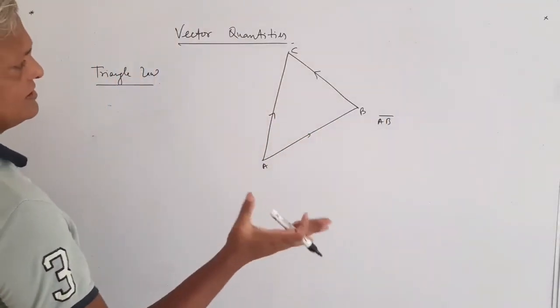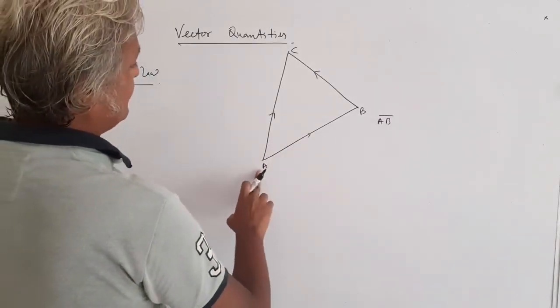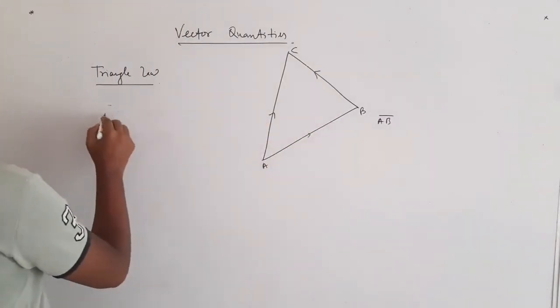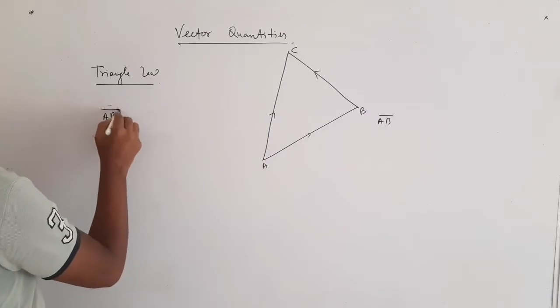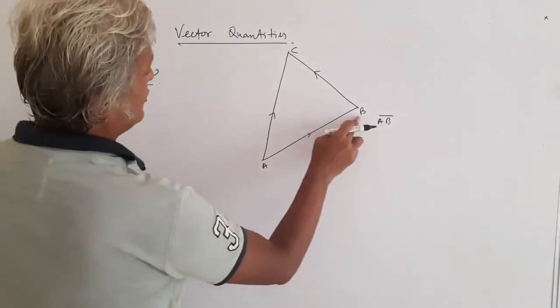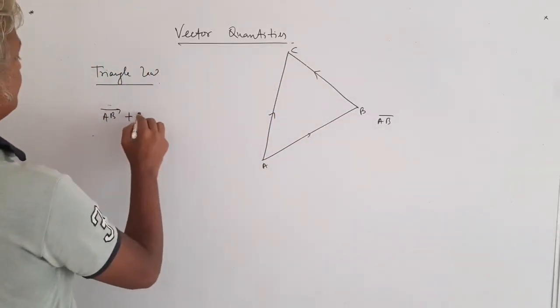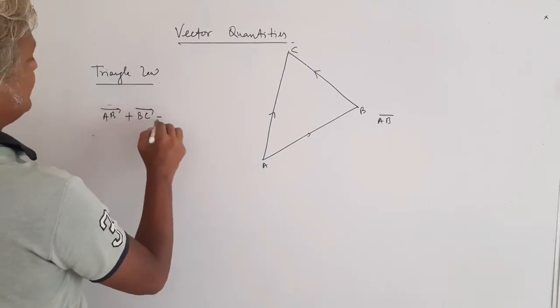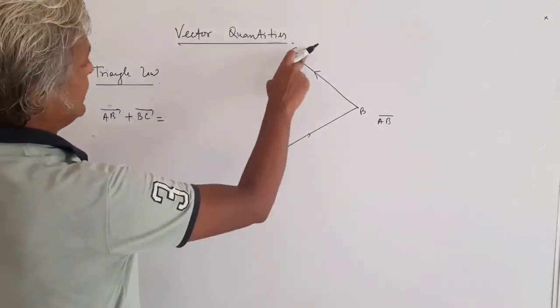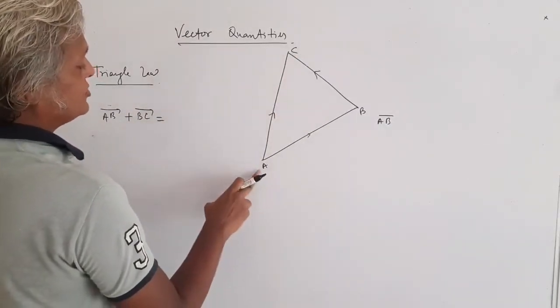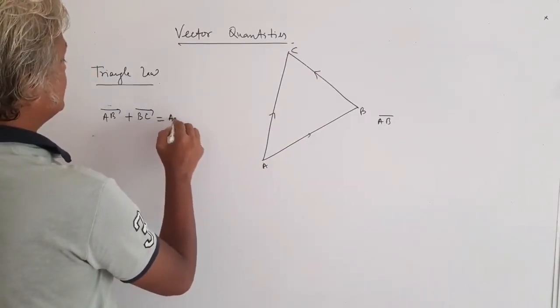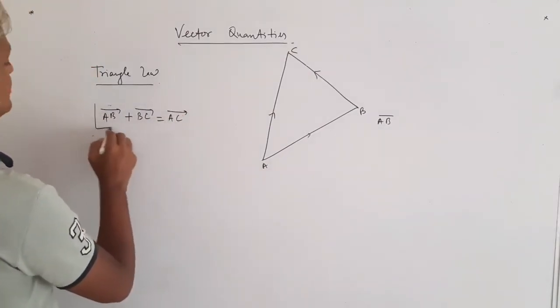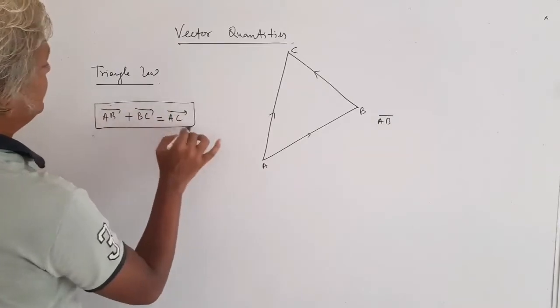Suppose it's just like this: if you go from A to B, plus then you move from B to C, finally where did you move? To C. And where did you start from? You started from A, so this becomes AC bar. This is called the triangle law of addition.